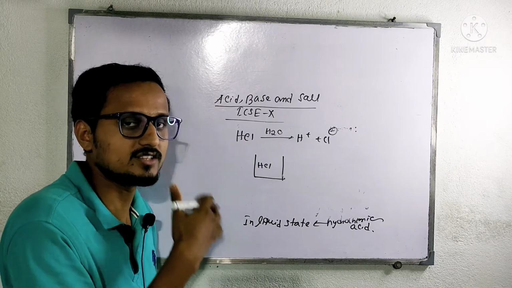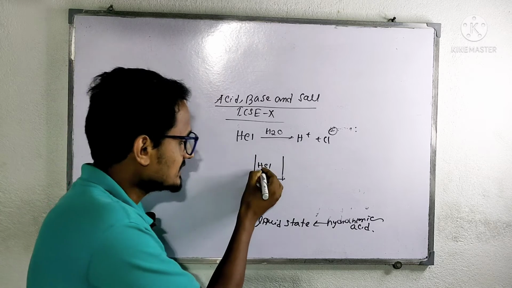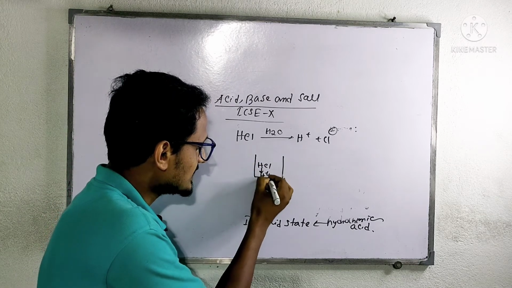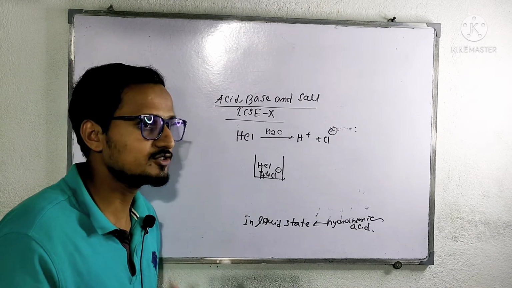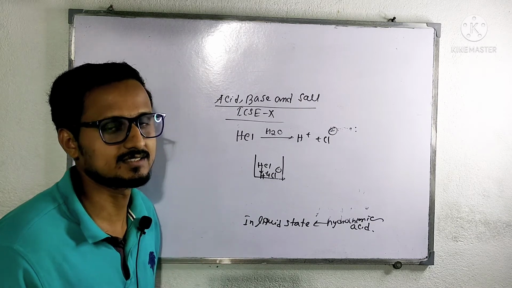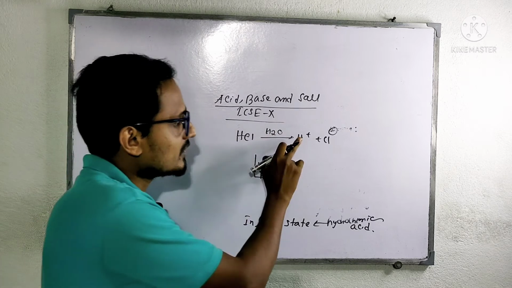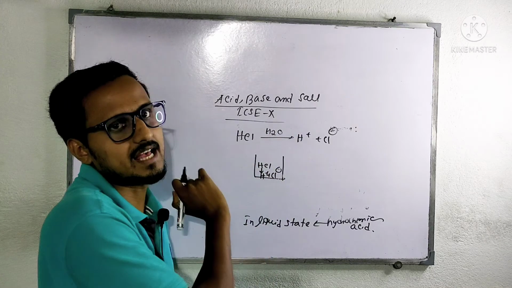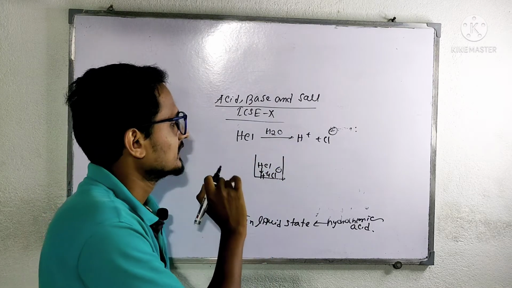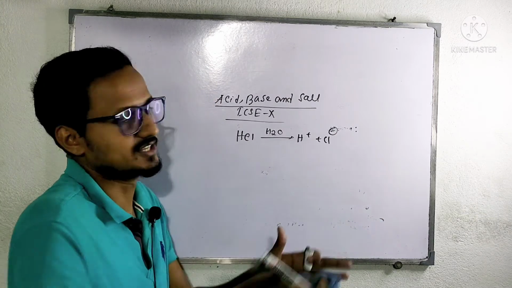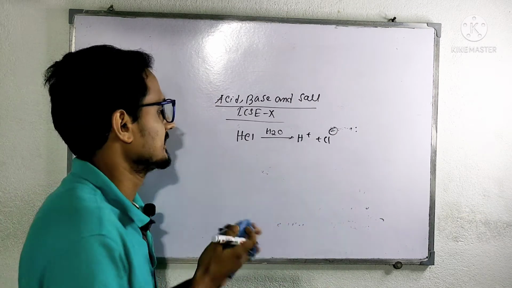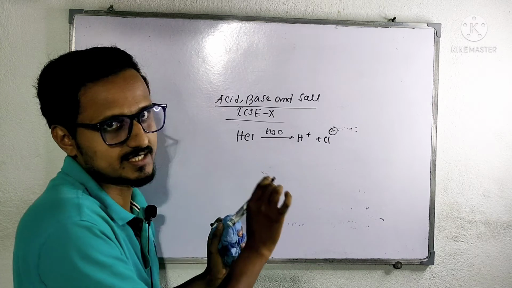That means what are the ions there? It is in the H plus and Cl minus form, not in completely HCl form. So hydrochloric acid means H plus and Cl minus. Okay, and as it is forming H plus, that's why it is an acid. Now this is the ionization of HCl actually. This is called hydrochloric acid.